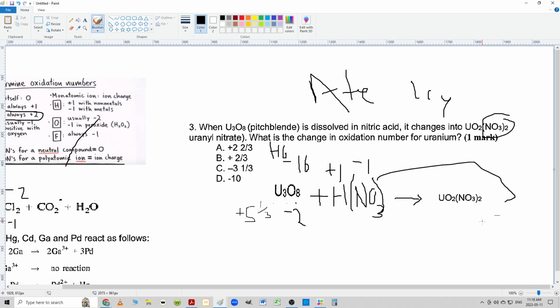There's water formed because the hydrogen went somewhere. And you might say, well, don't I have to balance? No, I don't have to balance unless they want a balanced equation. They just want the oxidation numbers. I can get the oxidation numbers in here.